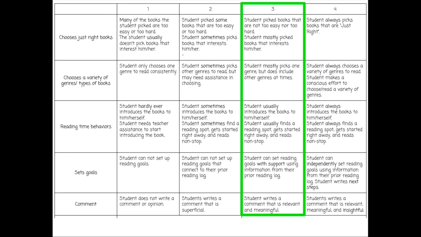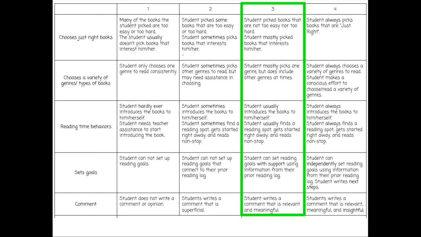Now, here's an example of a rubric that teachers are using in class. The 3 is where we want students to be. This means they are meeting the expectations. Now, this is great for students that are reading on grade level. However, what happens to students that are reading way above grade level or way below grade level?